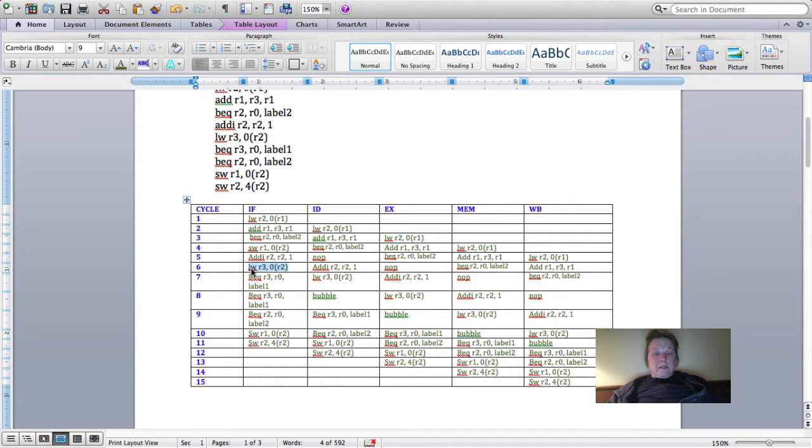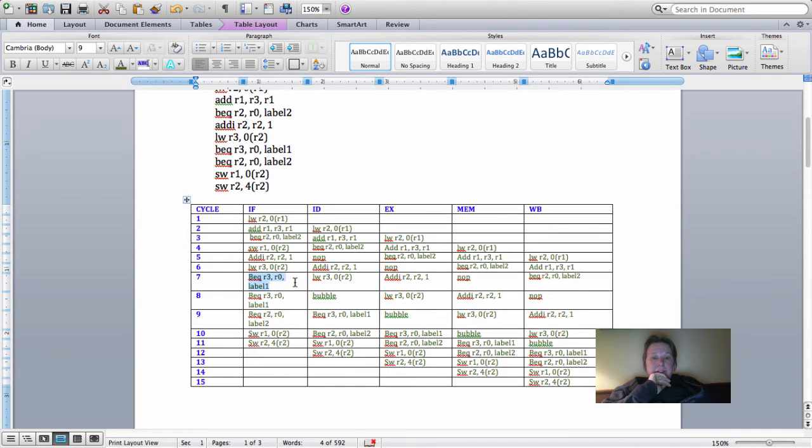Next, we load the load word. It needs the new version of R2, but since we have forwarding, that's not a hazard, so we're going to forward this to this load word, which needs it here. So we do the load word with no hazard.